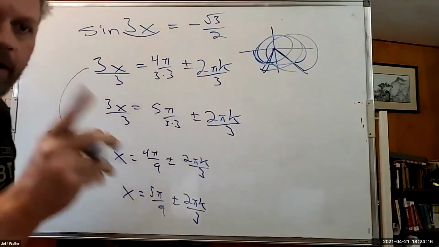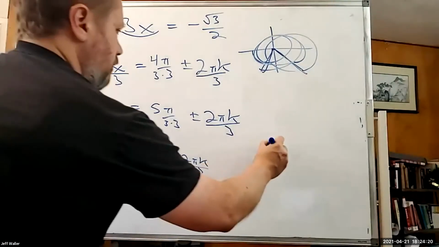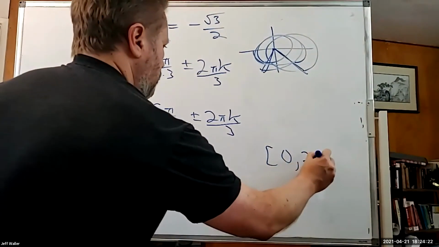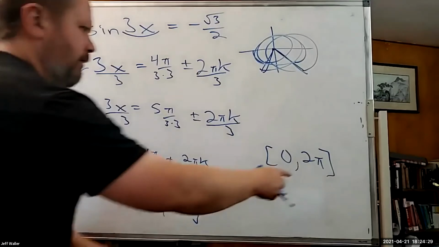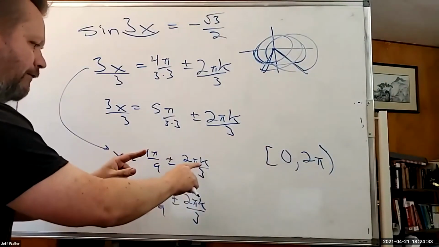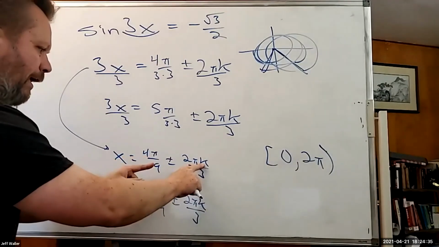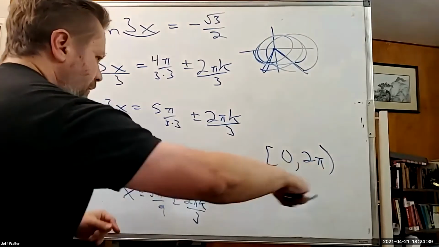Now where things get weird is if they ask you to list all the answers from 0 to 2 pi. I have to do every value of k for this and every value of k for this until I get up to 2 pi.